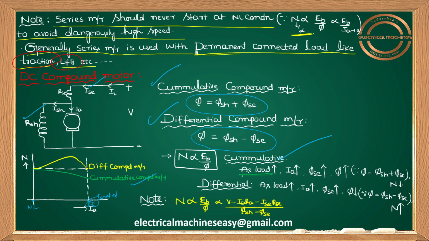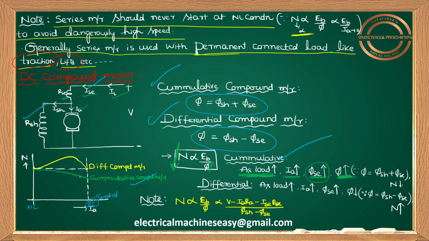As load increases, the current drawn by the motor, IL, increases, IA also increases. Whenever IL increases, definitely ISC increases, so φSC also increases. And your total main flux equals shunt flux plus series flux. Here series flux is increasing, so obviously your total flux will increase. And you know the relation N proportional to EB by φ. Whenever flux is increasing, your N value will reduce. That's why your variation of N will be in this manner. It's for the cumulative compound motor.